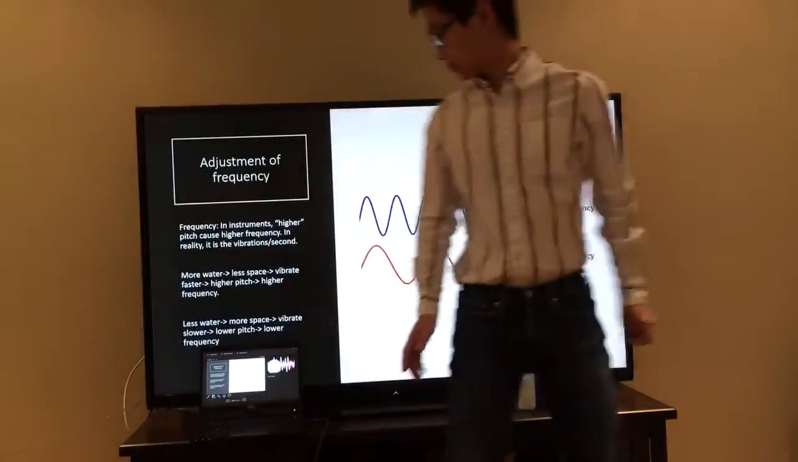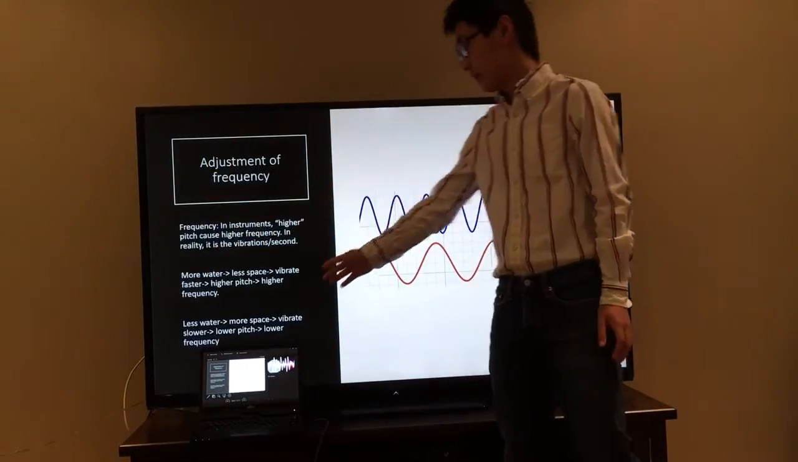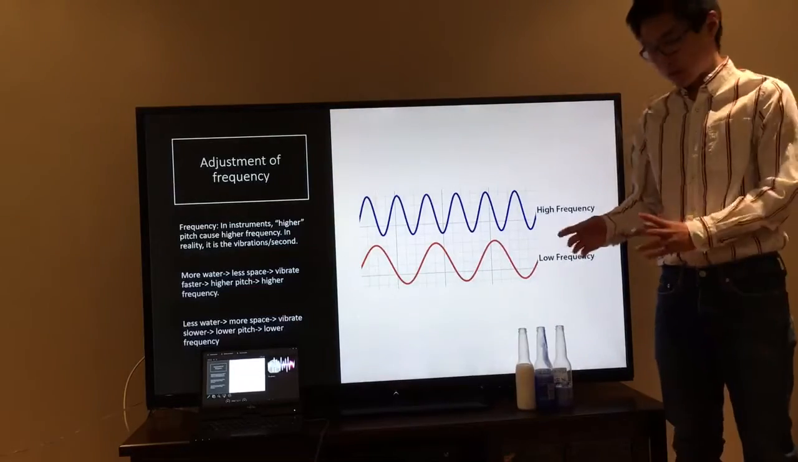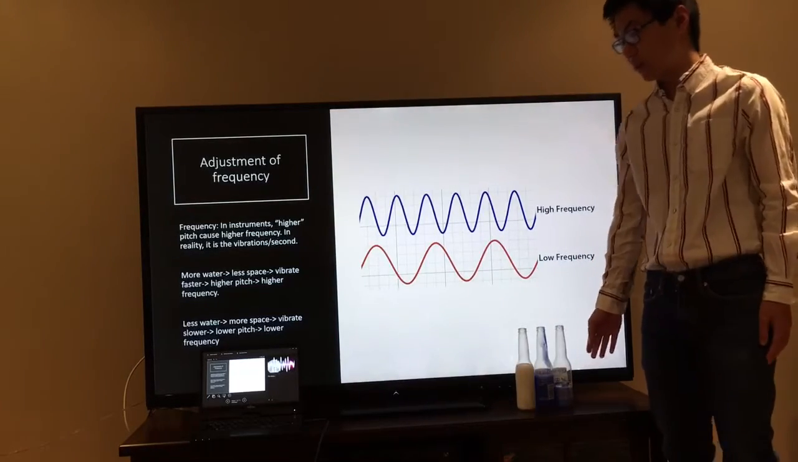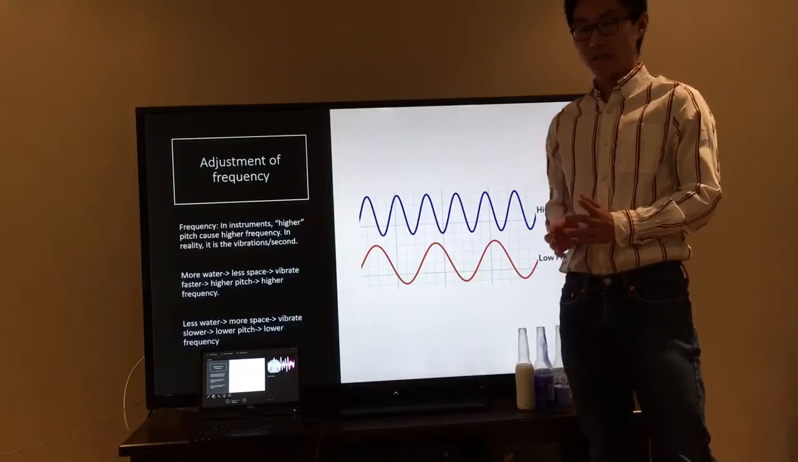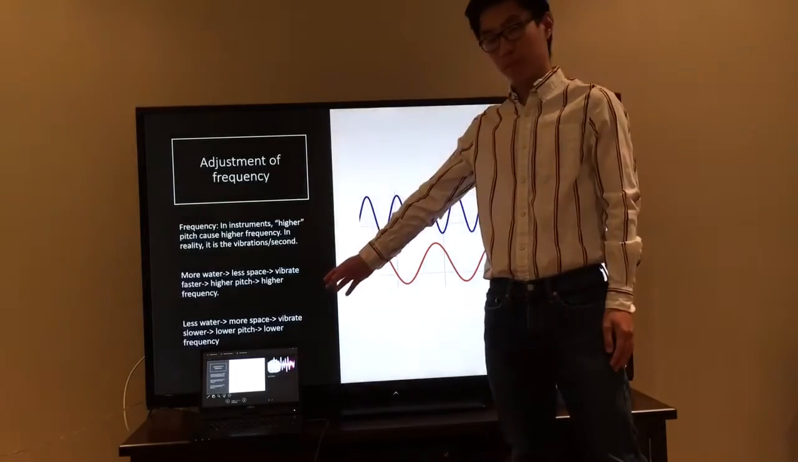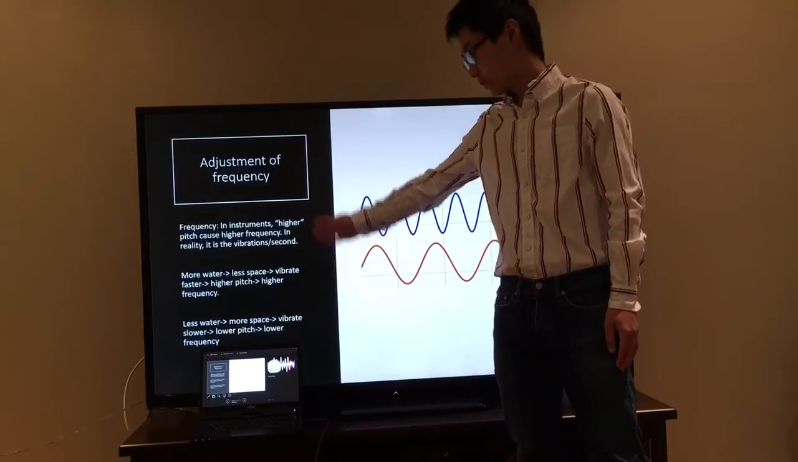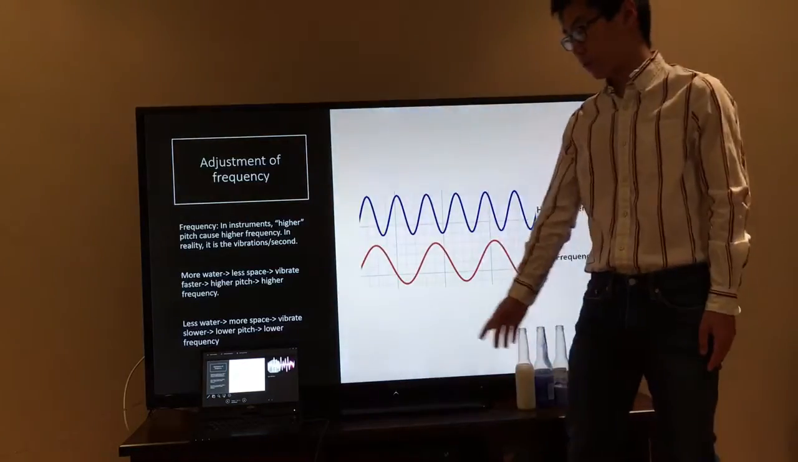Now, vice versa. If you have less water, it gives the air molecules more space to vibrate, like we can see over here, and they will vibrate slower as a result, which means a lower pitch. And as you can see from the definition, lower pitch leads to lower frequency.